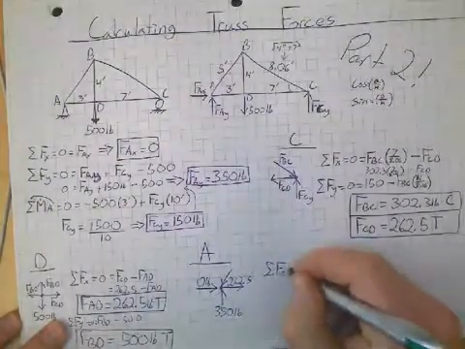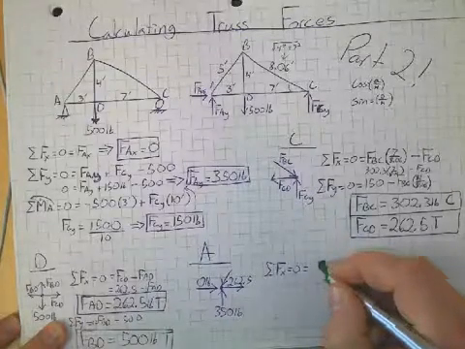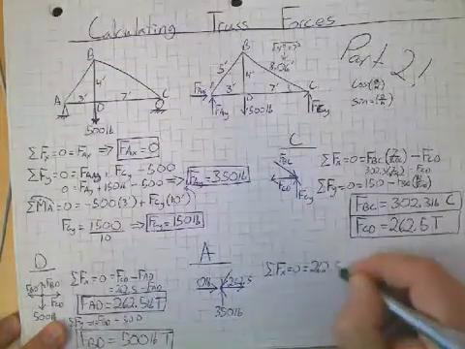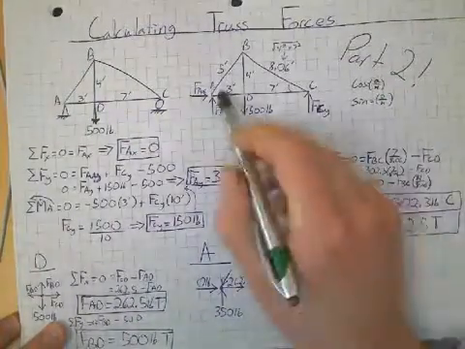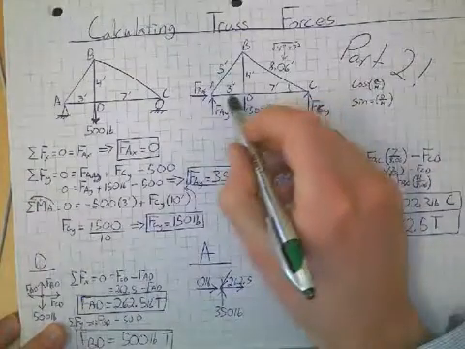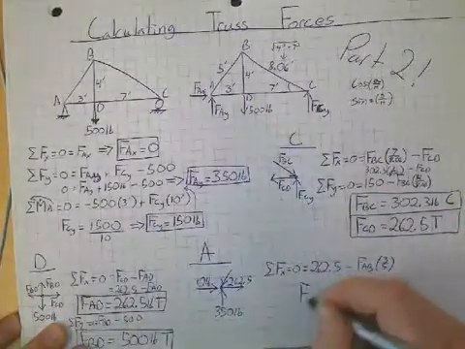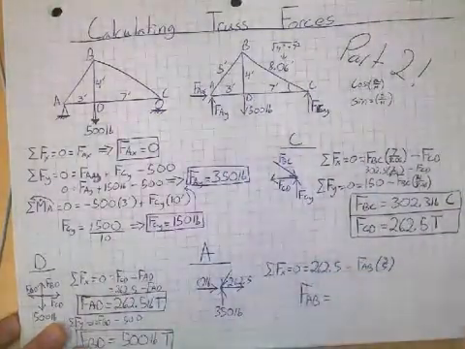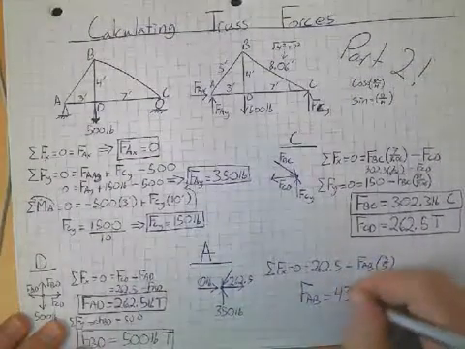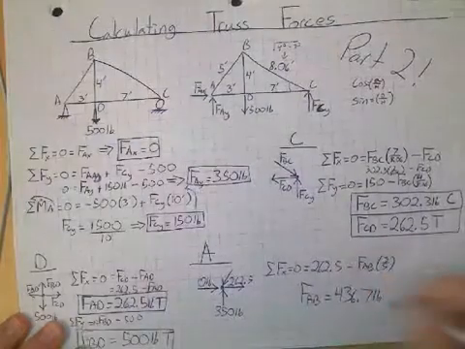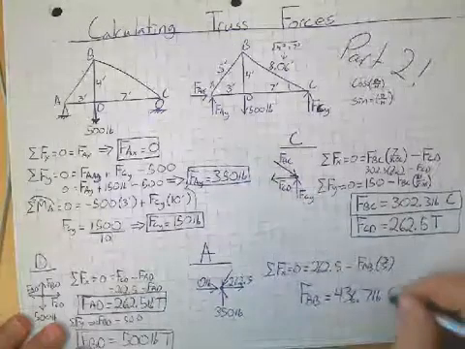The sum of Fx is equal to 0, which is equal to 262.5 minus FAB times, up here, if it's my x, I'm going to use 3 over 5. So I can solve right away. FAB equals 436.7 pounds, and that one, since it's going towards my joint, is going to be in compression.